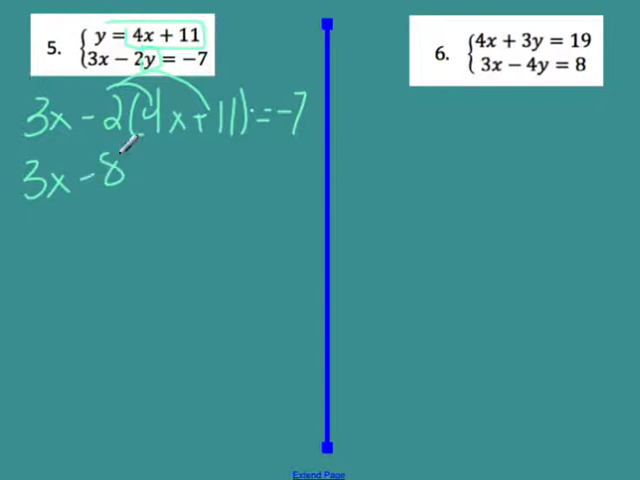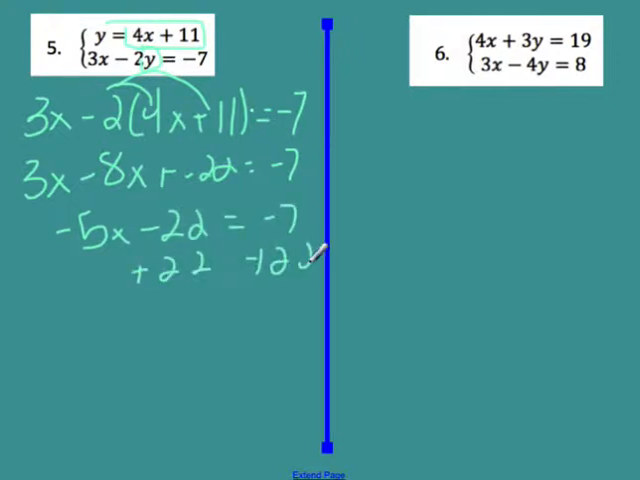Negative 2 times 4x is negative 8x. Plus a negative 22 is equal to a negative 7. Okay, well negative 3x minus 8x is going to give me negative 5x minus 22 is equal to a negative 7. Then I'm going to add 22 to both sides. So then I end up getting negative 5x is equal to 15. Divide both sides by a negative 5, and I end up with x is equal to a negative 3.